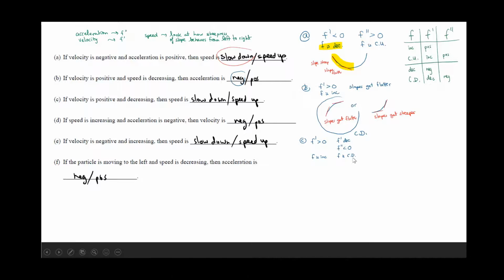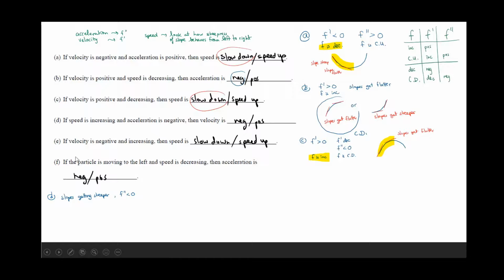f is concave down. On this part, the first derivative is greater than 0. That means the function was increasing. So if you were to draw a concave down graph and concentrate on the part where f is increasing, and then look at just the slopes of the tangent lines and ask yourself, as you're going from left to right, are slopes getting steeper or flatter? They are getting flatter, and so we are slowing down.